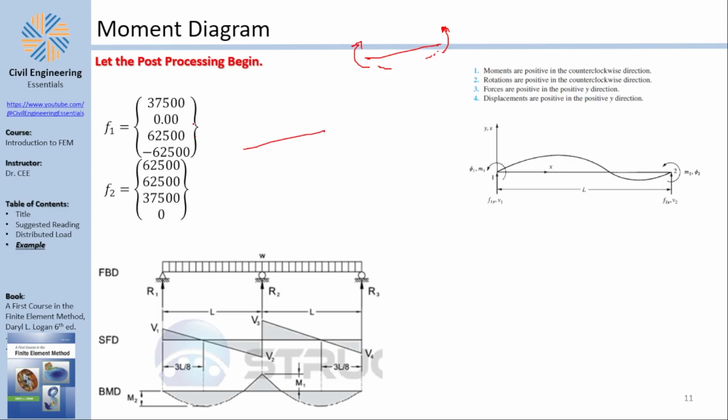So this was 0, so no moment here. This was negative 62500, so clockwise moment 62500. And for element number 2, this was 0, and this was positive, so counterclockwise 62500. Now, how do those moments translate into the moment diagram for the two elements?